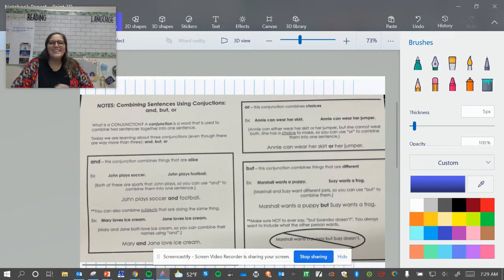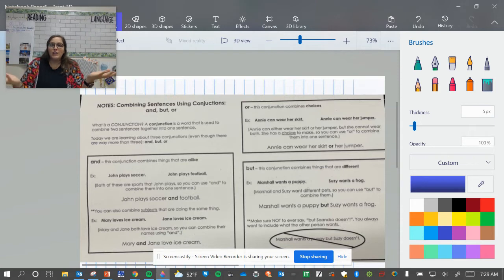Hi guys. All right. So we're starting a new topic in language arts this week, and they're called conjunctions. If we think about the word conjunction, it kind of sounds like join, right? Junct means to join things together.